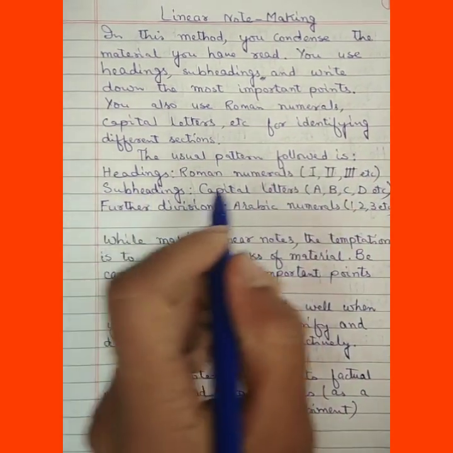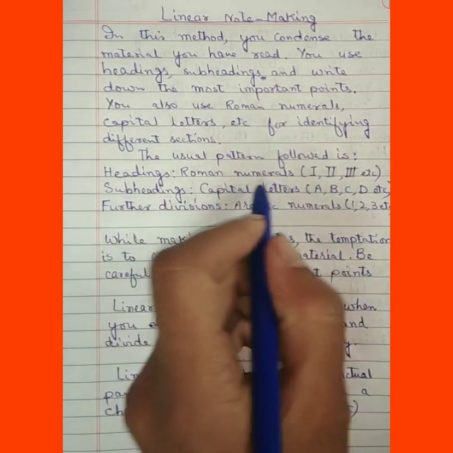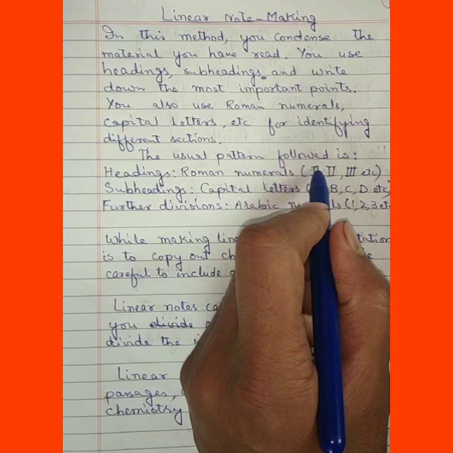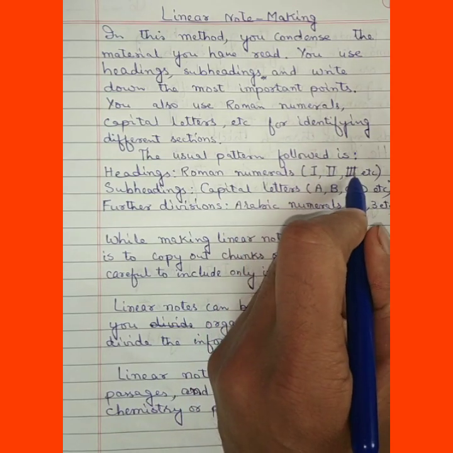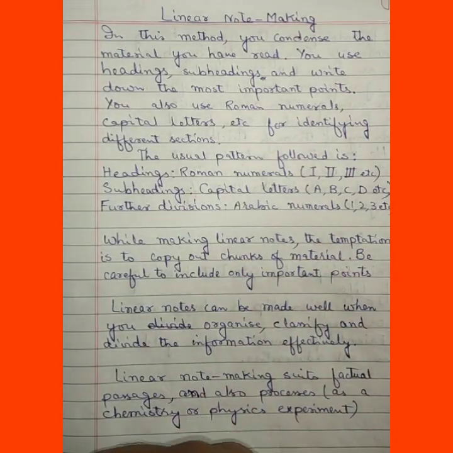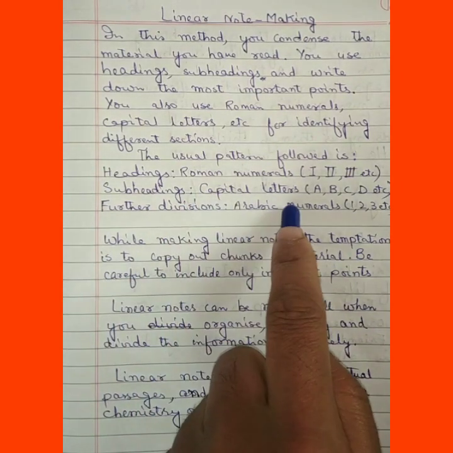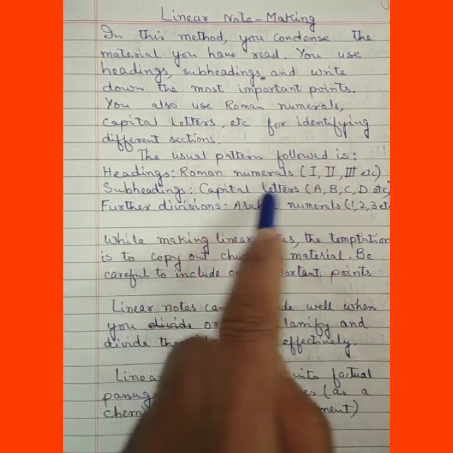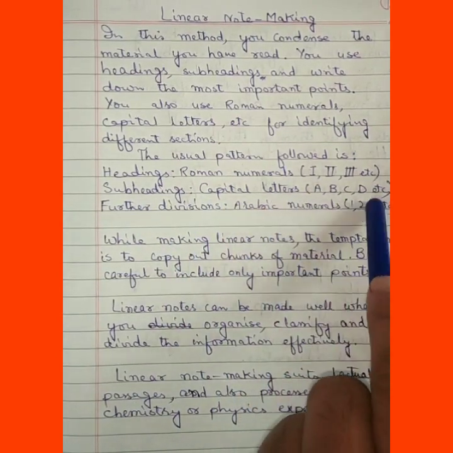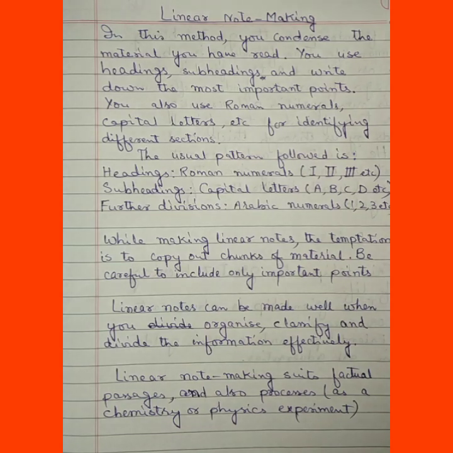For headings we use Roman numerals. These are Roman numerals: 1, 2, and 3. We use Roman numerals for headings. For subheadings we use capital letters of the English alphabet: A, B, C, D, etc.